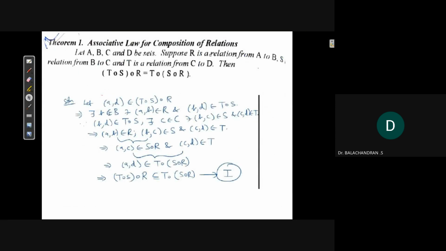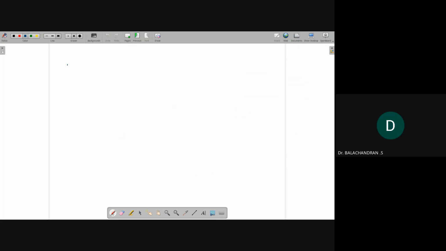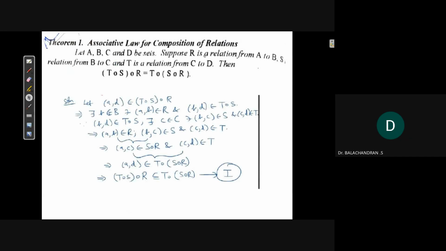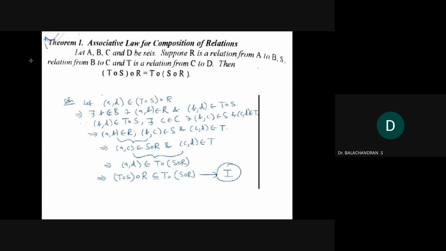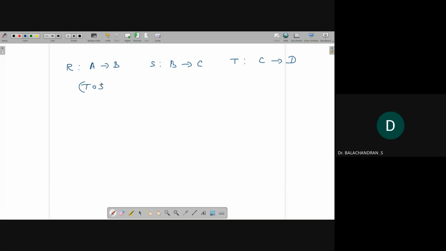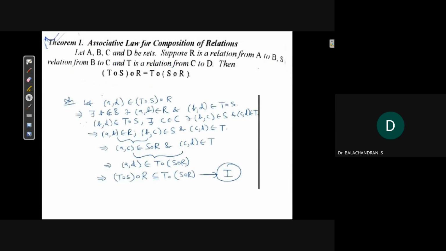First of all, we should know R is a relation from A to B, and S is a relation from B to C, and T is a relation from C to D. Now I want to prove that T composition S composition R is the same as T composition S composition R.